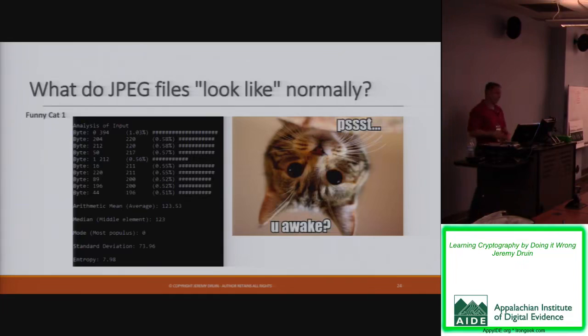The standard deviation is kind of the average amount that you deviate from the average. I know it's confusing, it's like an average of averages. But the idea is, on average, how far off is each byte from the median? And this value of 73.96 means that the bytes are all kind of off, but they're all kind of off about the same amount. So we have an entropy of 7.98.